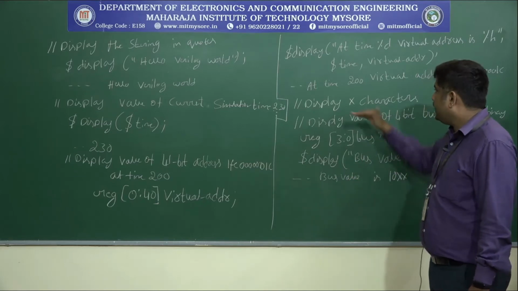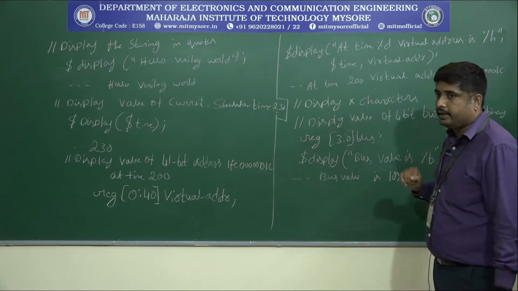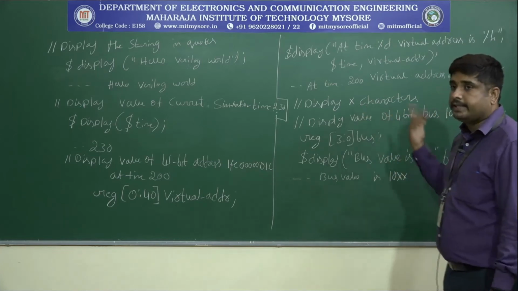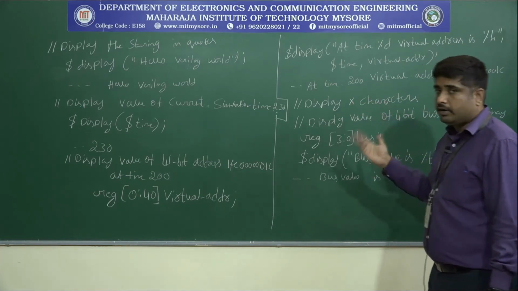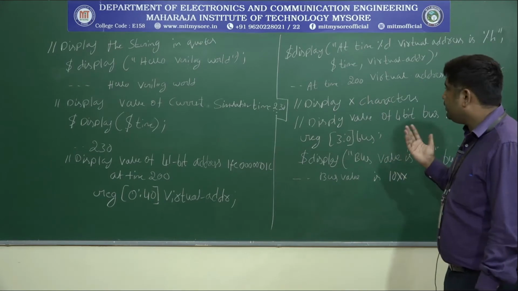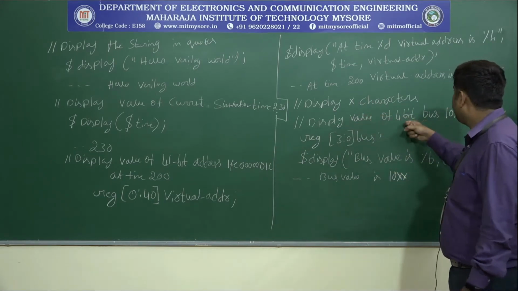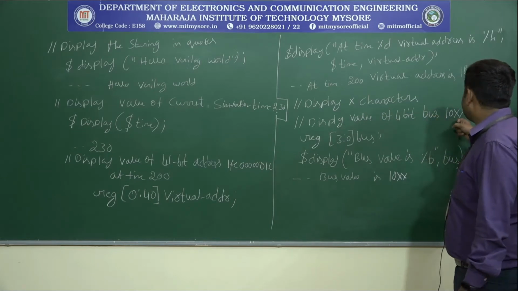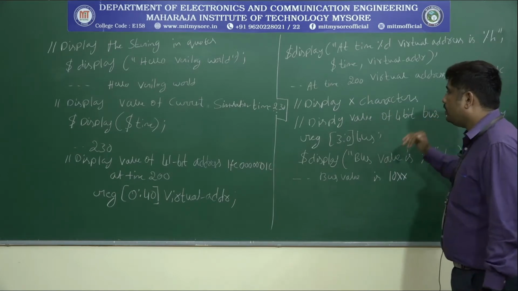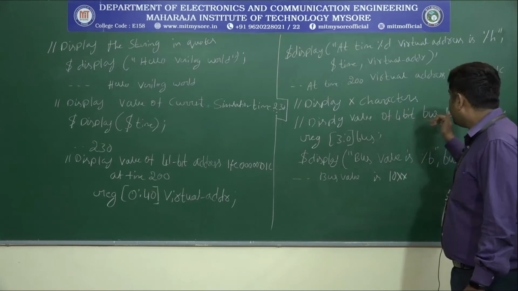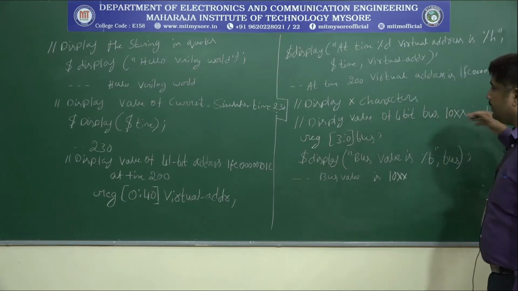Next, display the X character or the Z character. X means don't care, as we already discussed, and Z means high impedance. So here, display the value of the 4-bit bus 10XX in binary. Our aim is to display the value of the 4-bit bus 10XX in binary.